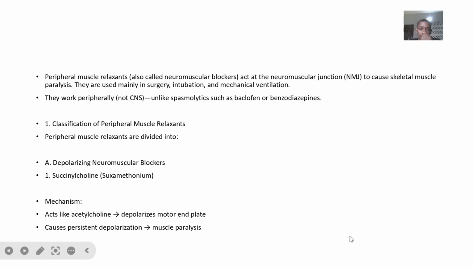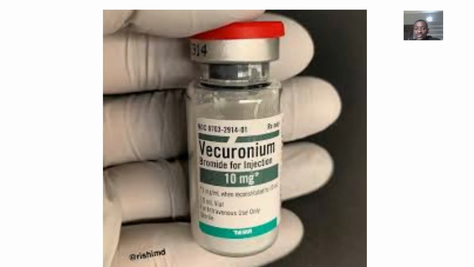They're usually used in surgeries to weaken the patient so that the patient will slip off, so that you do your surgeries and go out. So what's the classification of these peripheral muscle relaxants? First we have the depolarizing neuromuscular blockers. Examples of drugs include the suxamethonium.